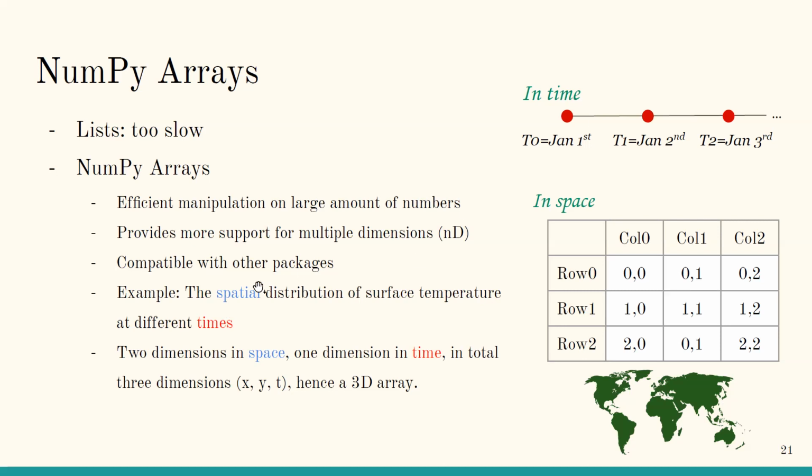The example here is showing you the spatial distribution of surface temperature at different times. So if you have surface temperatures for all the points on the world, you can use the 2D NumPy array. And if it's in time as well, then it would be 3D, right? X, Y, and T.